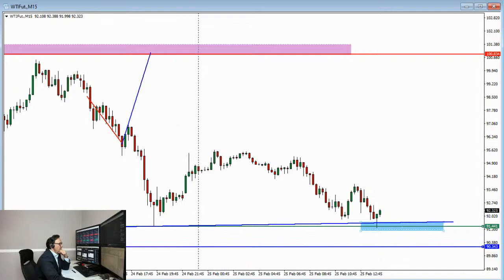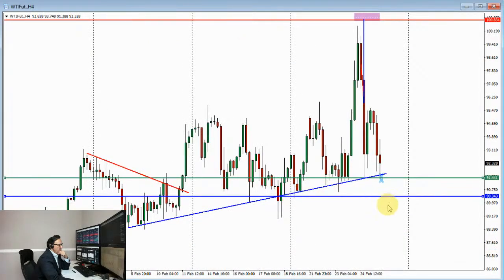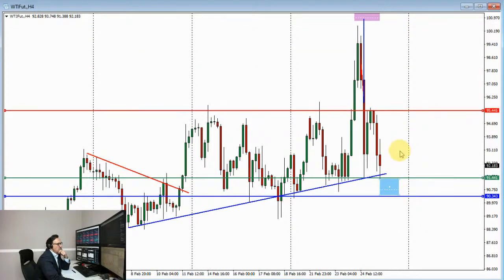So if I just change the time frame, yeah, that's fine. That's a good level for a stop loss. So this would be the amount of risk that I would like to take on this trade. And then I would like to take profit up here towards 95.50 or thereabout. I say thereabout because things can change.